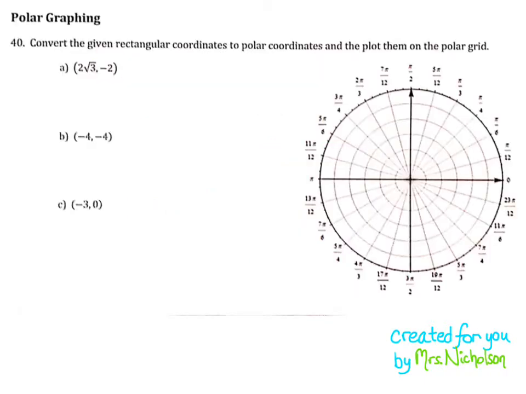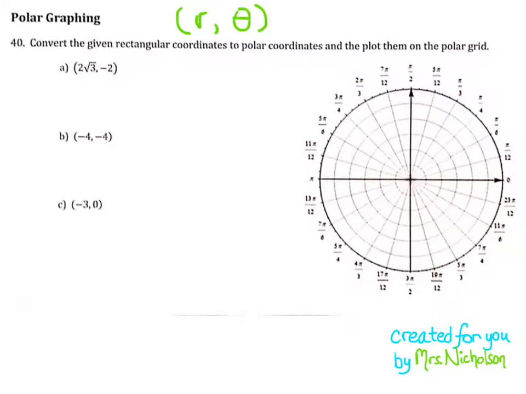All right, let's move on to polar. Here on the polar graphing, it asks us to convert the regular coordinates to polar coordinates and then plot them on the grid. So I've got the coordinates 2 square root of 3 and -2. And I want to change to polar coordinates. And remember, polar coordinates are a radius and an angle. Radius r, theta.